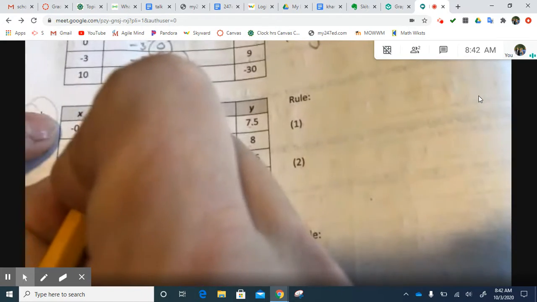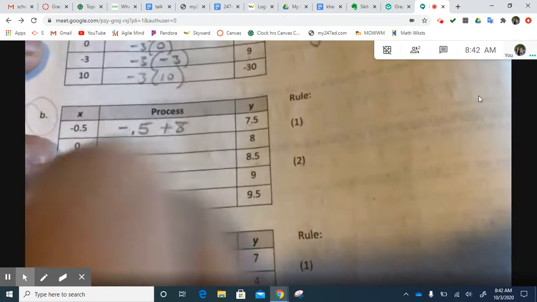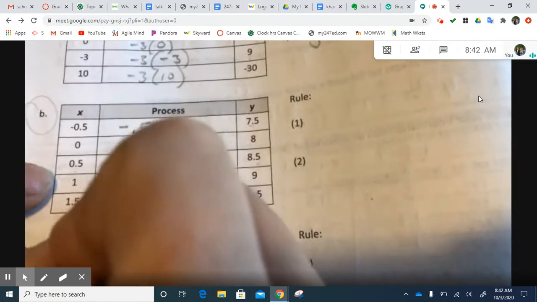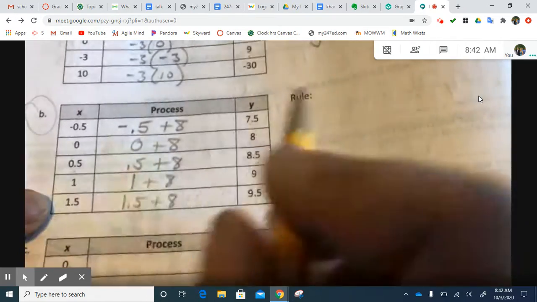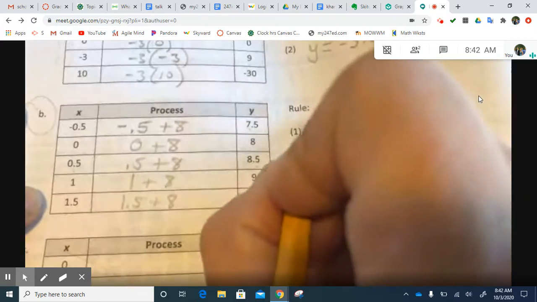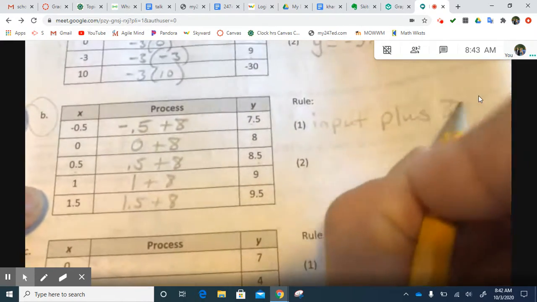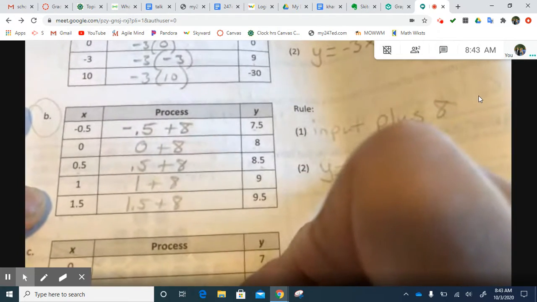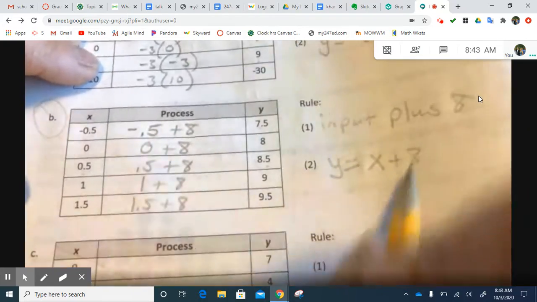So our process is we're going to take our input, negative 0.5, and add 8. 0 plus 8. 0.5 plus 8. 1 plus 8, and 1.5 plus 8. So a rule in a sentence: we'll have input plus 8. As a rule, y equals, take our input, x, and add 8 to it.